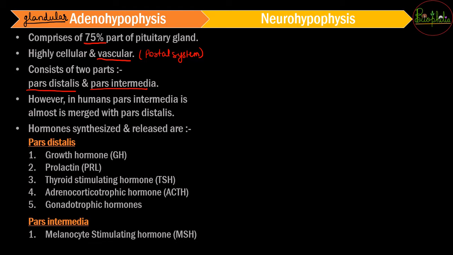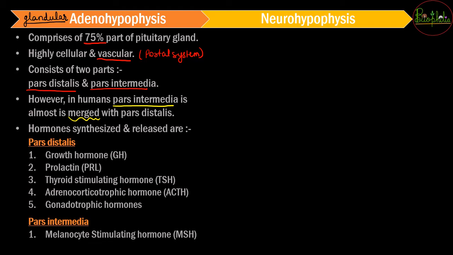So it will do the synthesis itself. However, of the two parts, that is the pars distalis and the pars intermedia, the pars distalis is going to be much more prominent, whereas pars intermedia is going to be almost merged. It is a kind of vestigial part. The intermedia part is mostly not seen in humans. It will be fused with the distalis part.